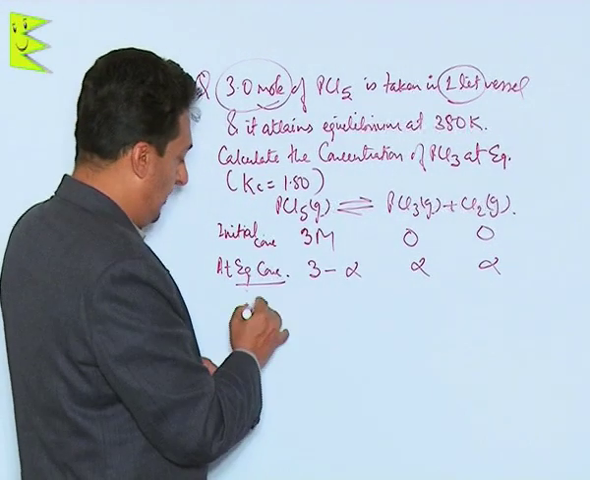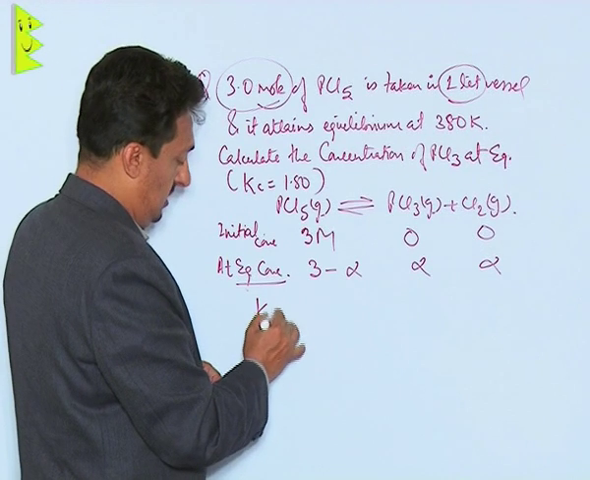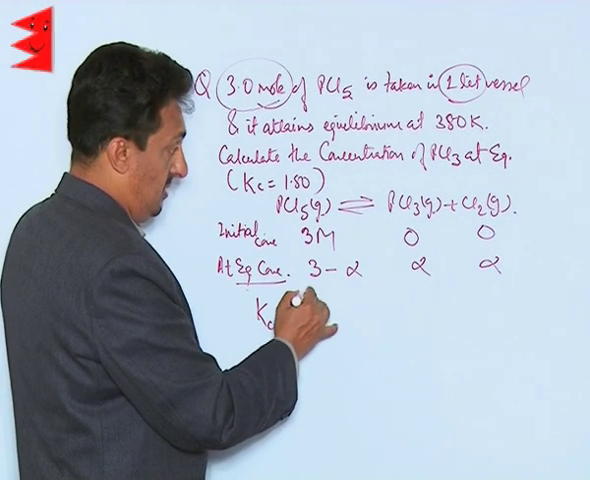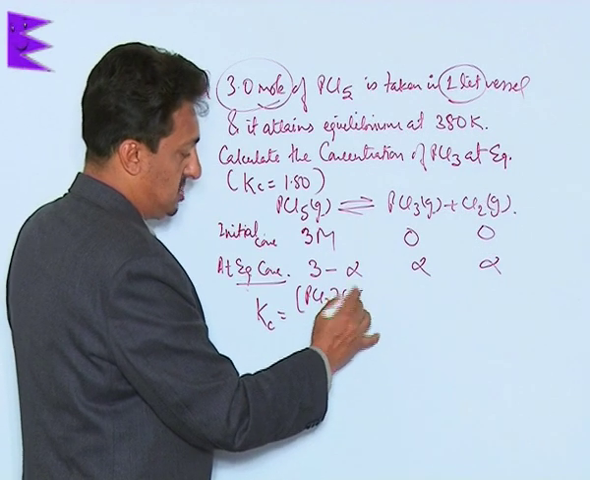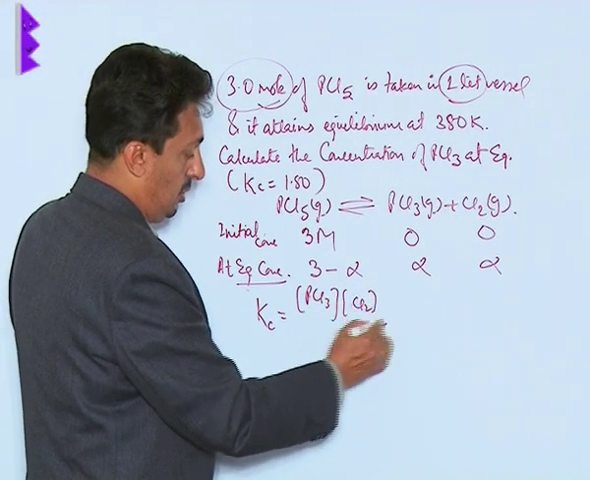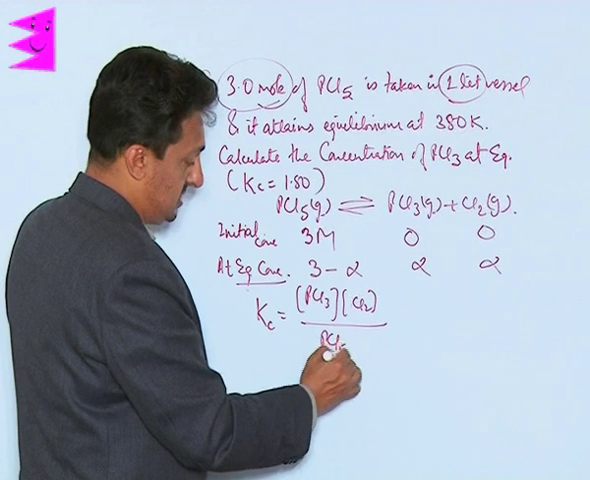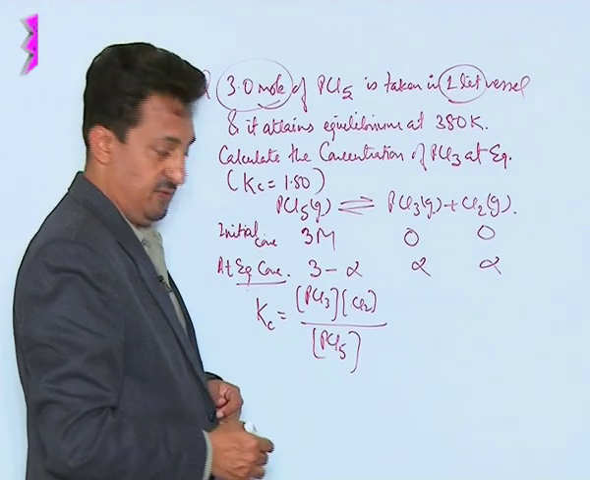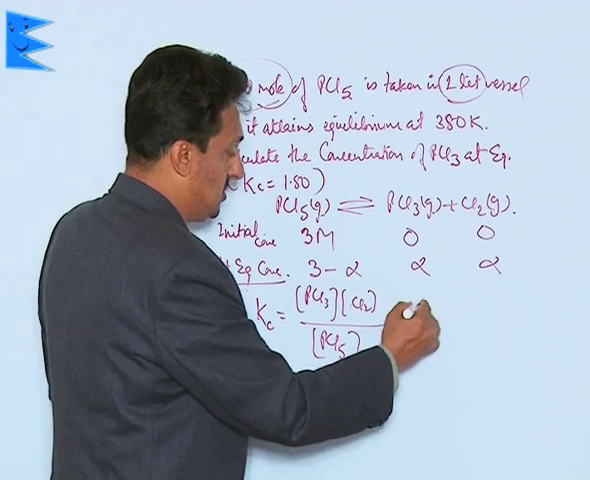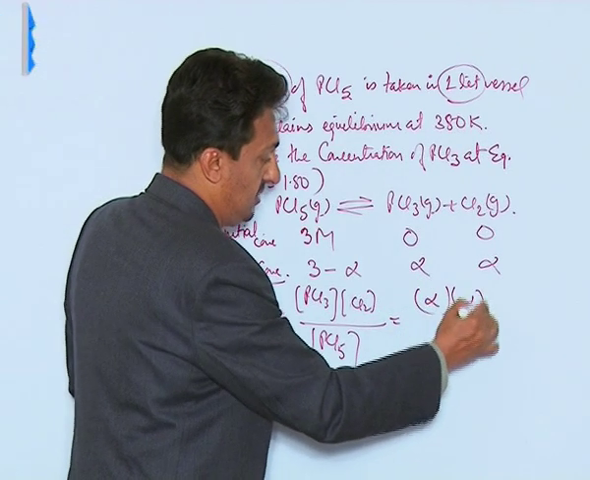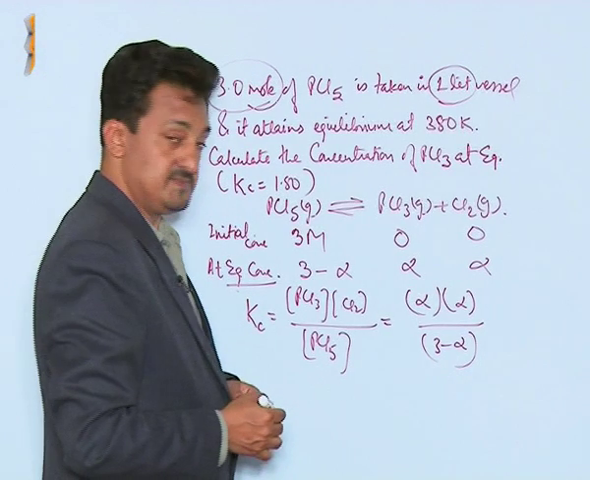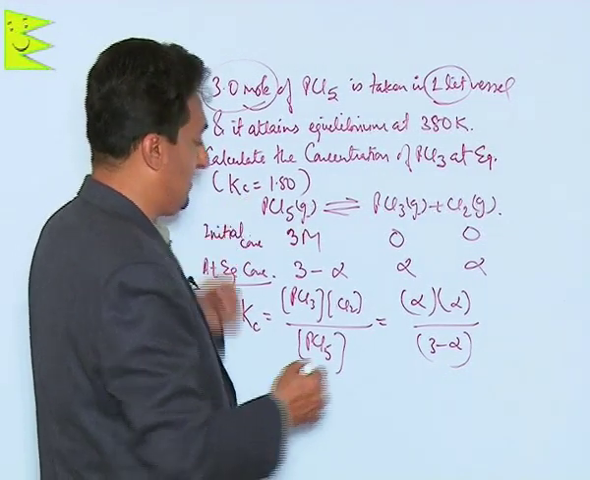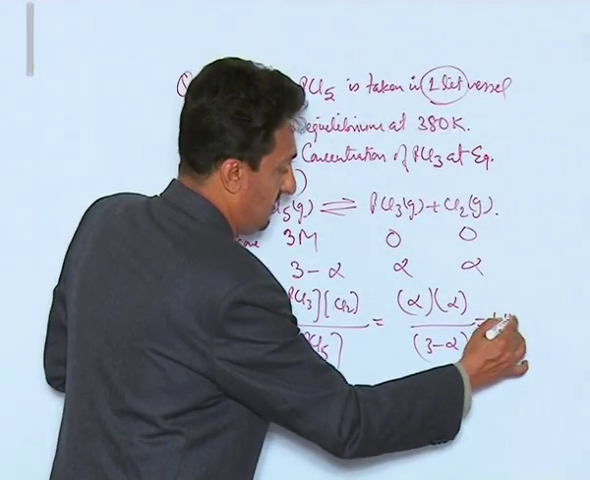So how to write down the expression? It will be Kc equal to the concentration of PCl3 into the concentration of chlorine upon the concentration of PCl5. This will be equal to alpha into alpha upon 3 minus alpha. And the Kc value of this is already given, it is 1.80.